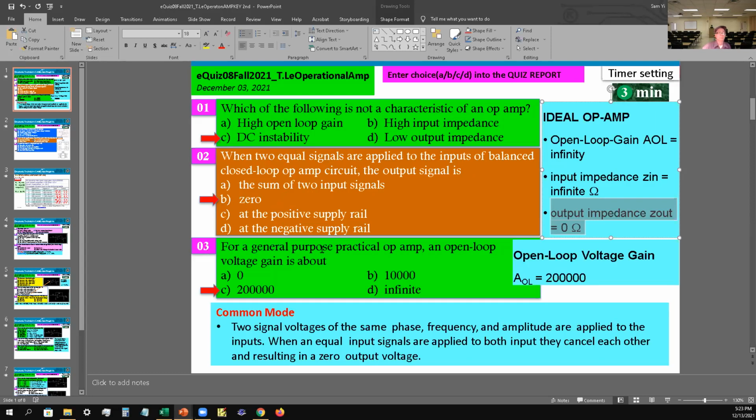Number 3, for the general purpose practical op-amp, an open loop voltage gain is about, okay, this is from the handout. The open loop gain is approximately about 200,000. So the answer is C as in cat for number 3. So any question with number 1, 2, or 3? No. Okay, everyone's good. Okay, next set.